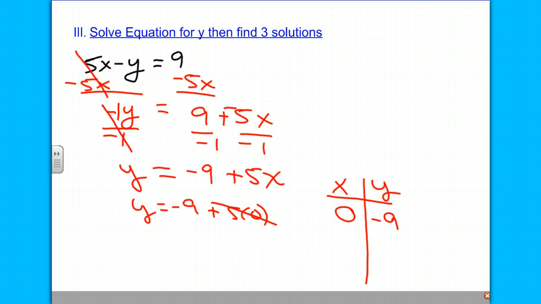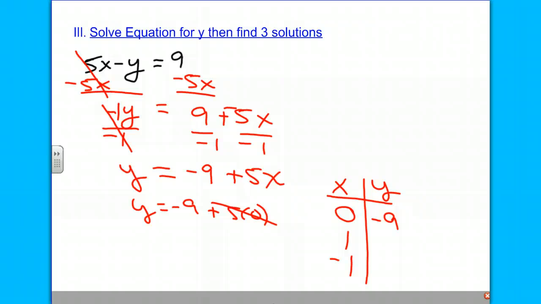What's the next easiest number, you think? 1. You want to plug in 1? Again, you may plug in any x values. Try to choose the easy ones. Negative 1 might be another easy one here, right? Because negative 9 is the first term. Adding 2 negatives is an easy thing to do.